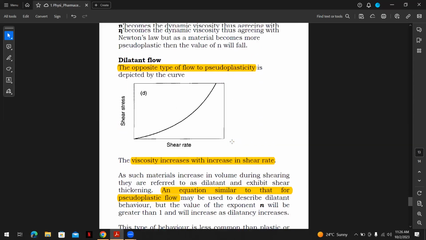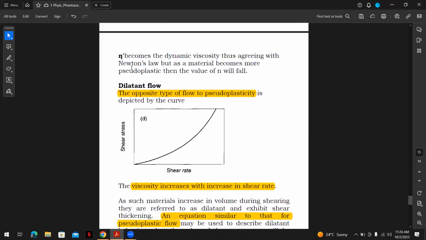And last but not least is dilatant flow. So have we understood pseudoplastic and plastic?